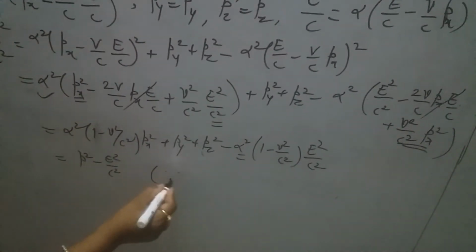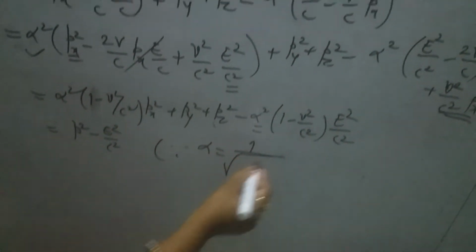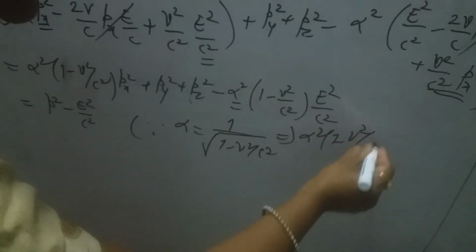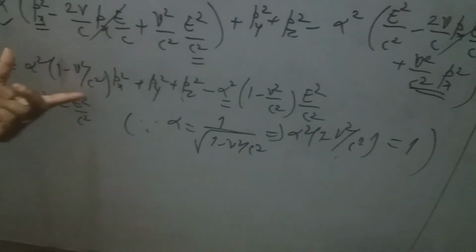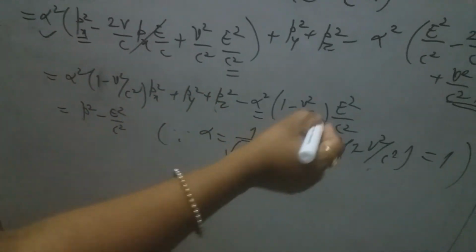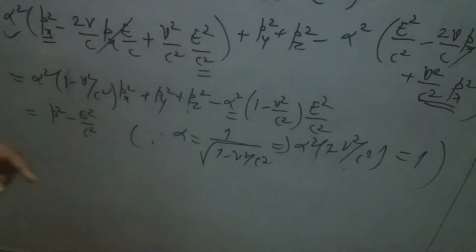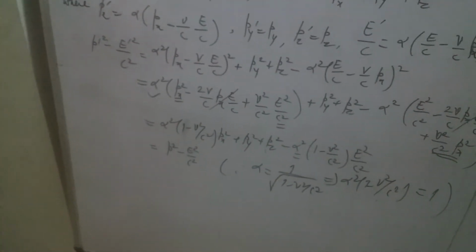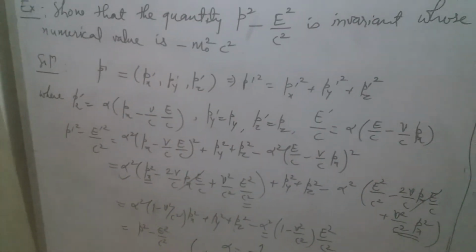Now we know that alpha is equal to 1 upon under root of 1 minus v square by c square. So from this we get alpha square into 1 minus v square by c square is equal to 1. So we get this term equal to 1 and this term equal to 1. So we are left with px square plus py square plus pz square minus e square by c square. But px square plus py square plus pz square is p square. So I can write it as p square minus e square by c square. Thus we have shown that p dash square minus e dash square by c square is equal to p square minus e square by c square. This shows that p square minus e square by c square is invariant under the transformation.